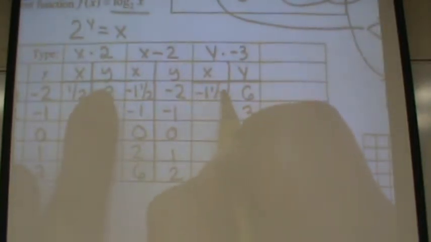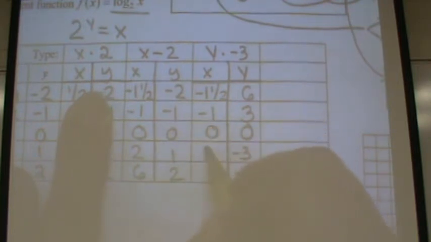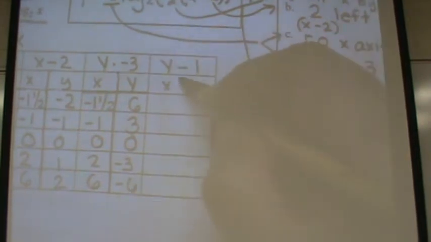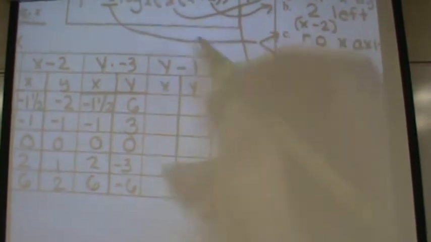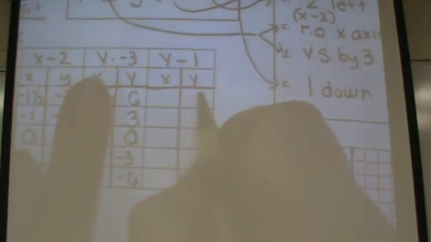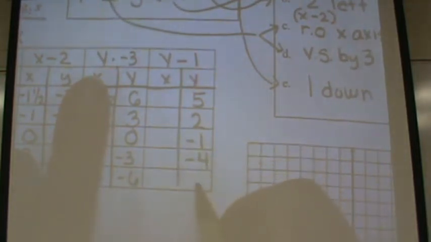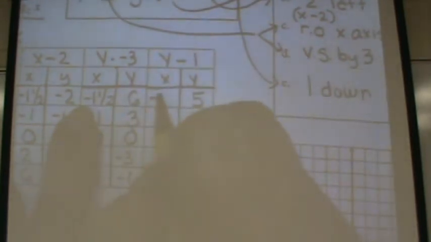Keeping these the same, so -1.5, -1, 0, 2, and 6. And the last thing you're gonna do is shift your graph 1 unit down. That means take my y values and subtract 1. So if I subtract 1 from here, I get 5, 2, -1, -4, -7. Keep these x's the same.